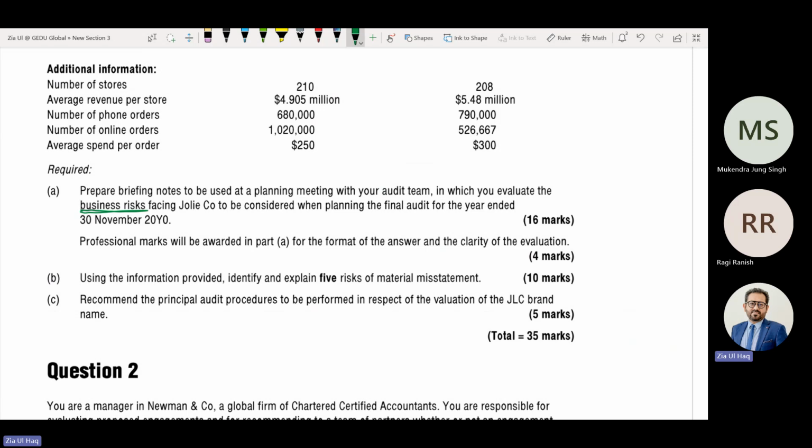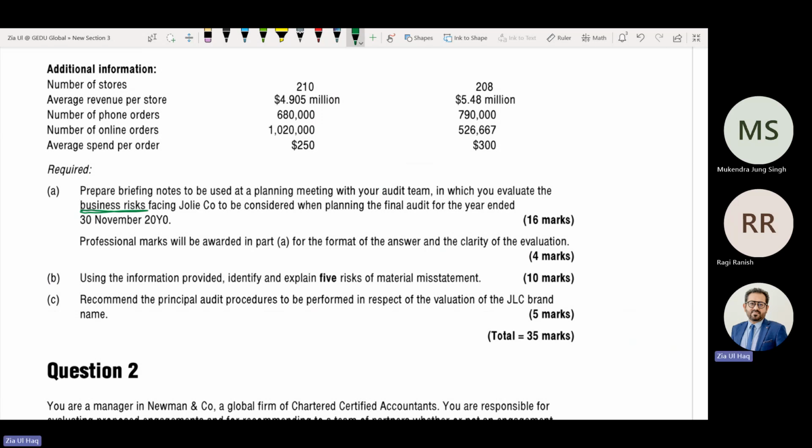And students struggle. Why? Because they are linking with the financial statement like audit risk. This is not audit. So 16 marks are there. If we identify 8 good business risks and explain 2 marks each paragraph, like in SBL, so we can tackle this part.